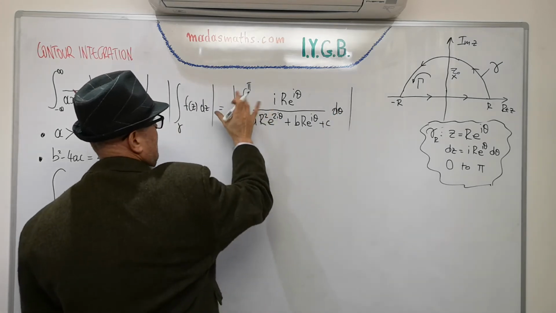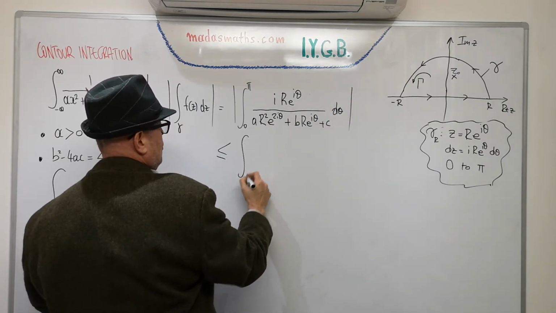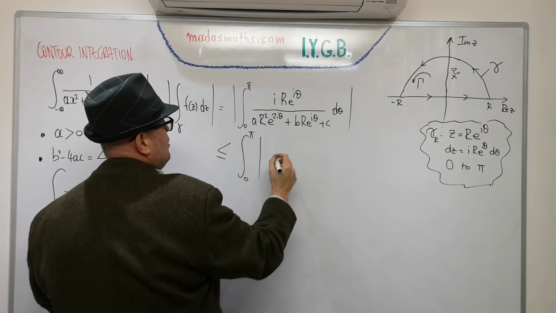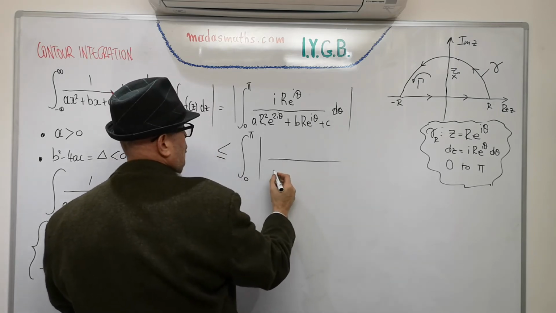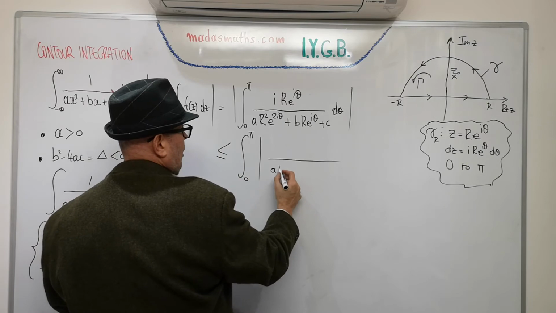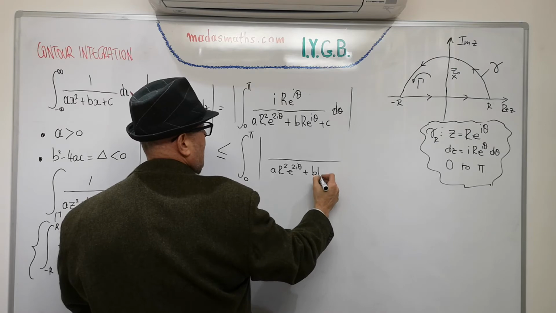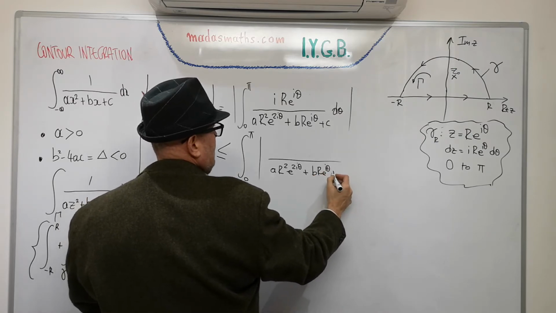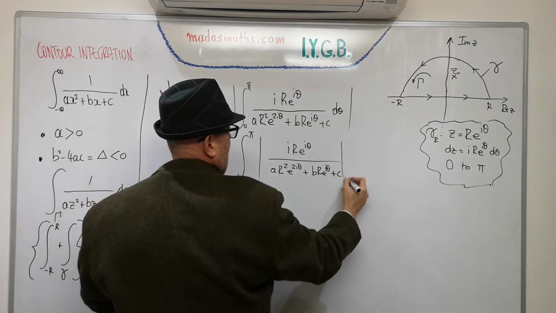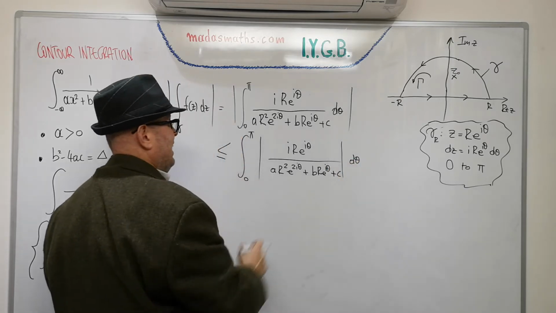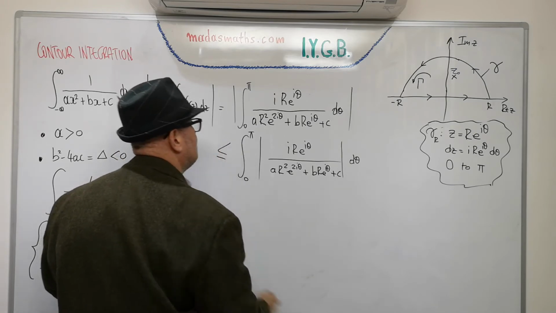Standard line after that: the modulus of a definite integral is less than or equal to the definite integral of the modulus of its integrand. So on the next line with this inequality, we have the modulus of i r e to the i theta over a r squared e to the 2i theta plus b r e to the i theta plus c, d theta. And of course nothing cancels here. We're just going to have to estimate a lot, so let me use the red pen there.